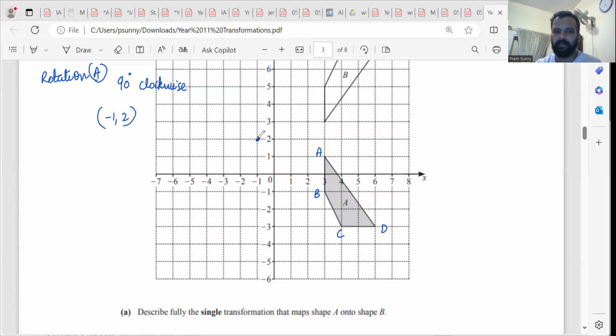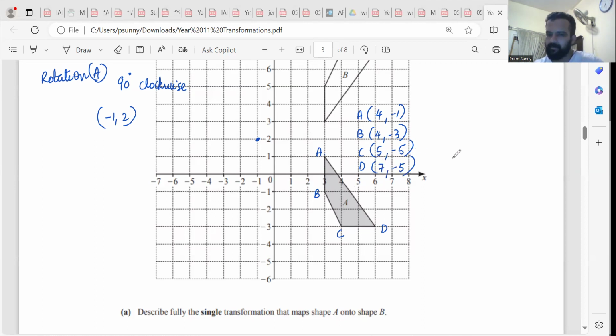Now from the center of rotation, let's find out the coordinate of A. To get A, I need to move 1, 2, 3, 4, 4 towards right and down 1. So 4, -1. To get B from the center of rotation, 4 towards right and 3 down. To get point C, we need to move 5 towards right and 5 down. And to get point D, we need to move 7 towards the right and 5 down.